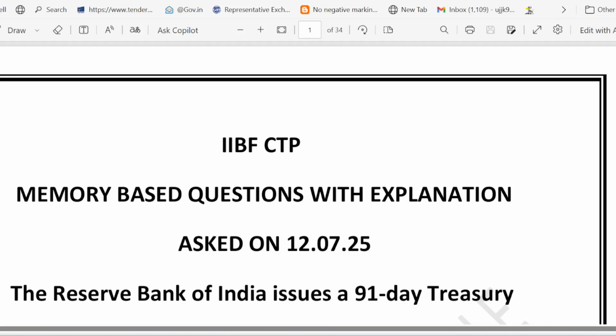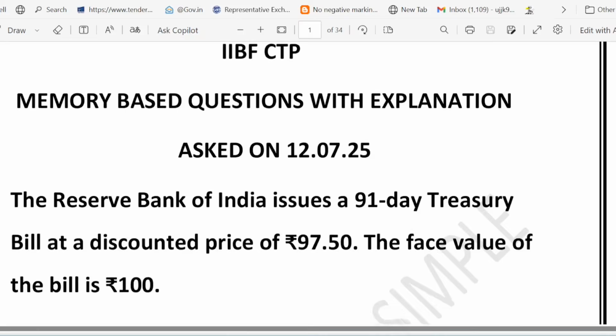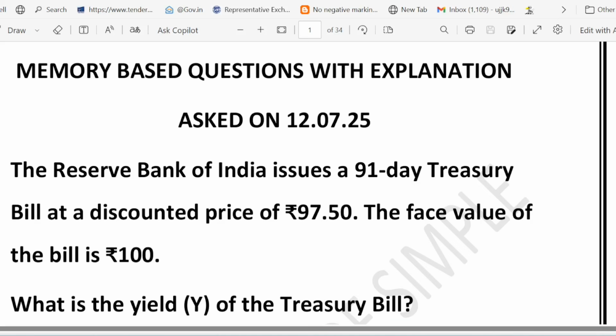I will request you to first try to solve the question on your own and then see the explanation. This will help you because it is a mix of numerical as well as theoretical questions. For numerical questions, first of all try to practice on your own and then see the explanation. So let's get started with our first question.